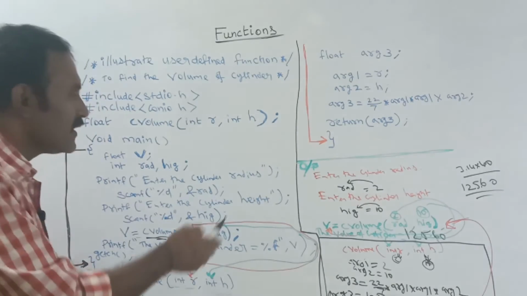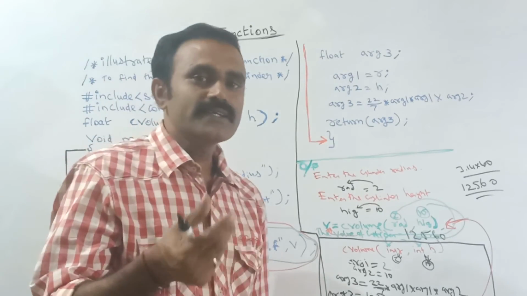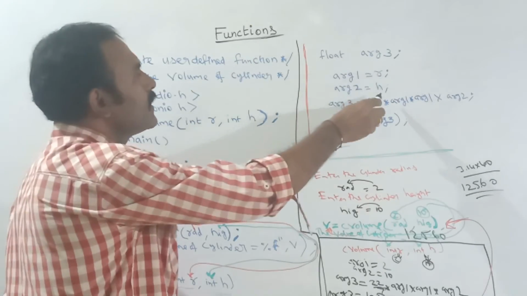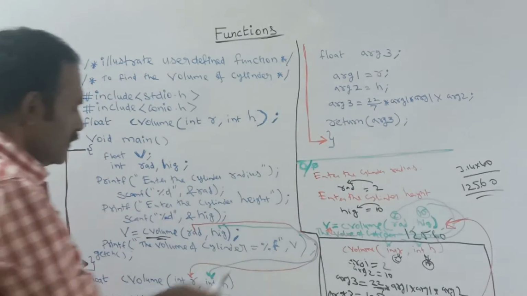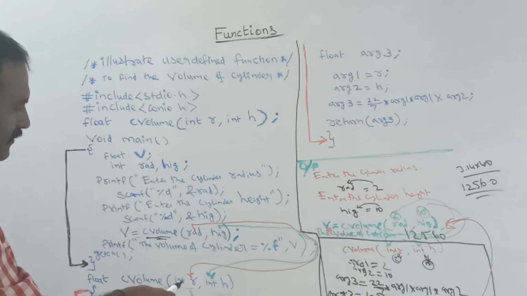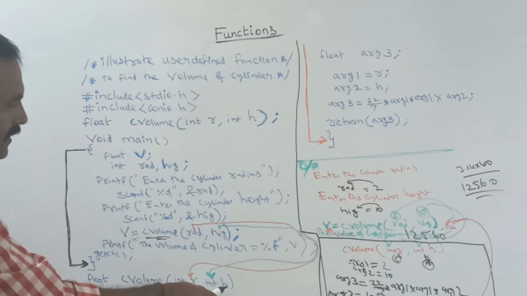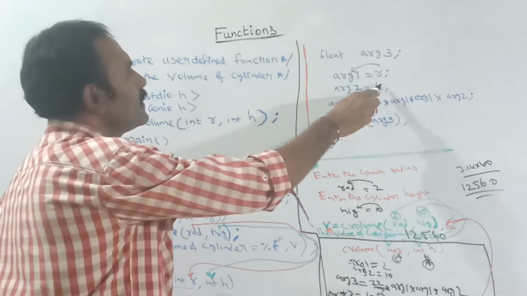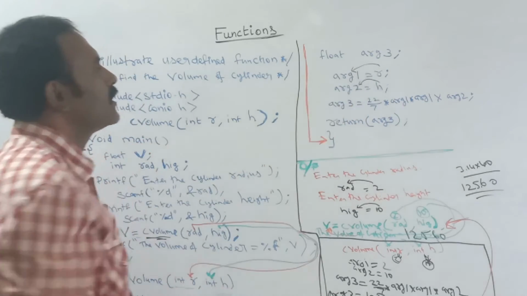Next, in the same way, argument 2. The second argument which I have passed, I am storing in arg2. Here the first argument is R, the second argument is h. So the first argument R is stored here, and the second argument h is stored in argument 2.